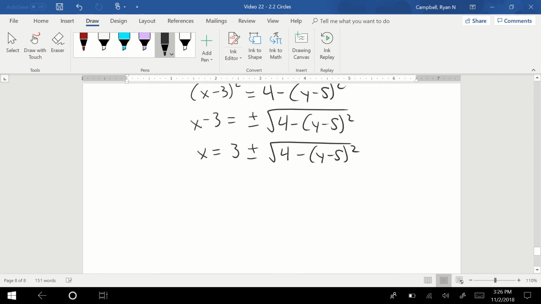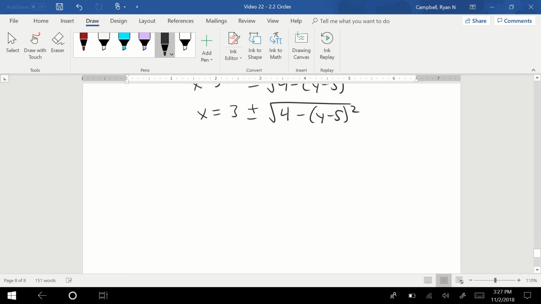Now, it really doesn't matter. You can keep it like this. I like this. It looks a little prettier. But if you wanted to just put plus 3 on the end and write the equations that way, that's fine too. But this looks a little prettier to me, so this is the way I do it. You're not wrong. You'll get full credit if you do it the other way.